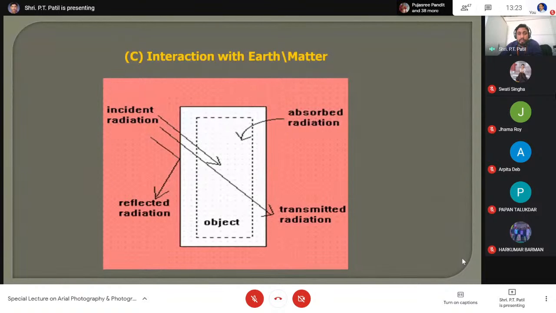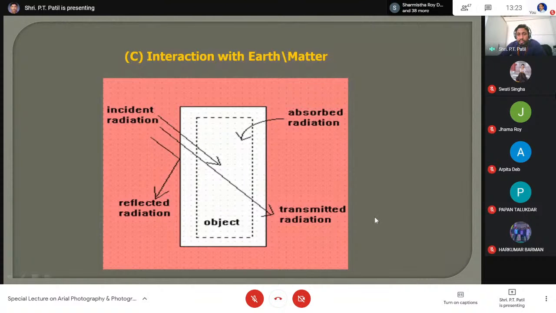When energy interacts with an object on the earth surface, what processes take place? There is absorption of the radiation, and due to the absorption, very limited energy is reflected back to the sensor, and that's why those portions appear black in an aerial photograph or even in satellite imagery. And when there is the greatest reflection from an object, especially from ice covered areas, which is the maximum, they appear in a brighter shade, because maximum energy is reflected back towards the sensor. So these are the things we have to understand.